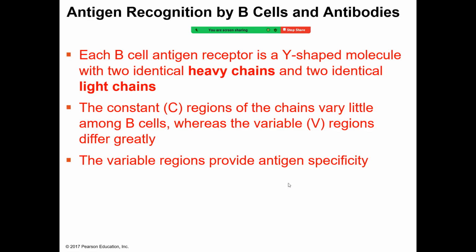The variable regions are important because this is what provides antigen specificity. So this is what allows for the memory cells in my body to SARS-CoV-2 to recognize that specific spike protein on that specific virus versus the variable regions on the antigen receptors for another molecule. So say a flu virus or chickenpox virus. So these are differences that we're going to see.